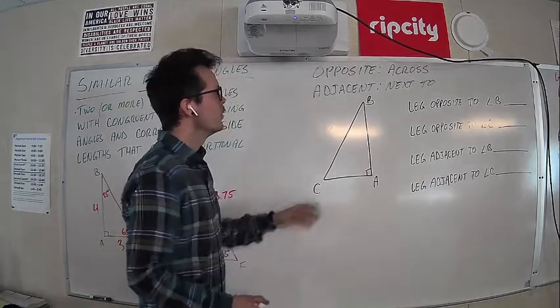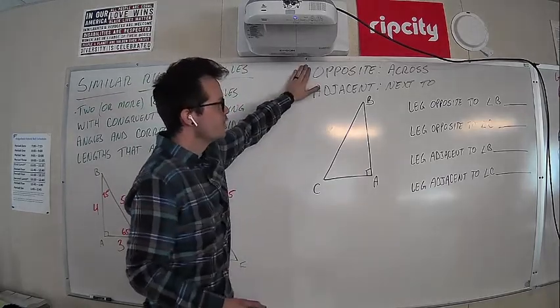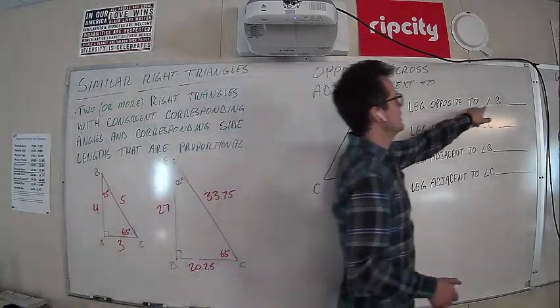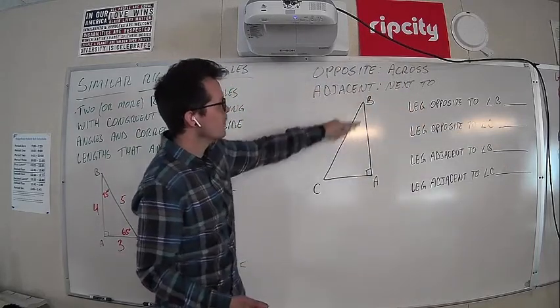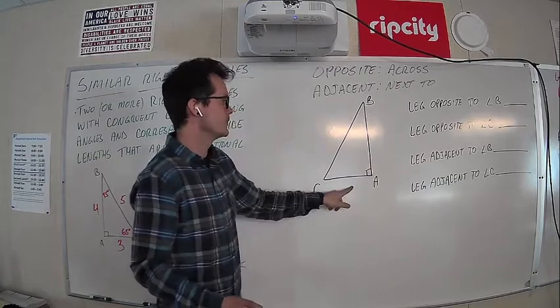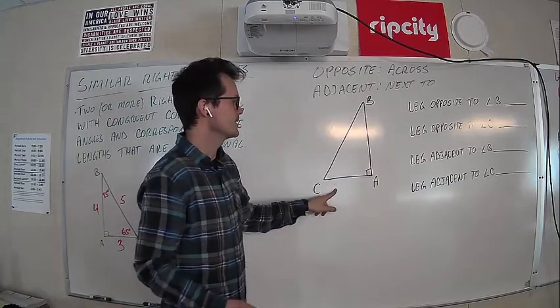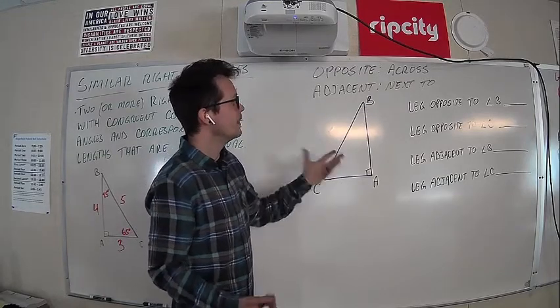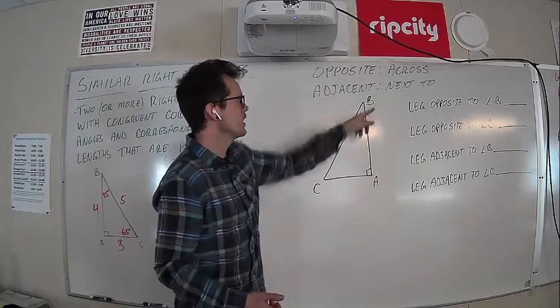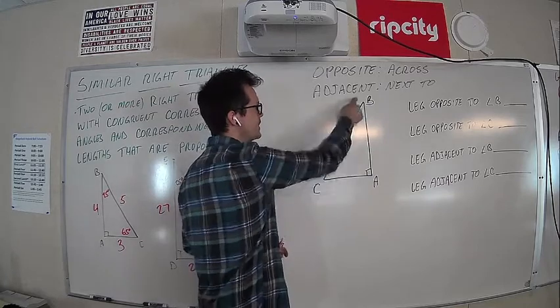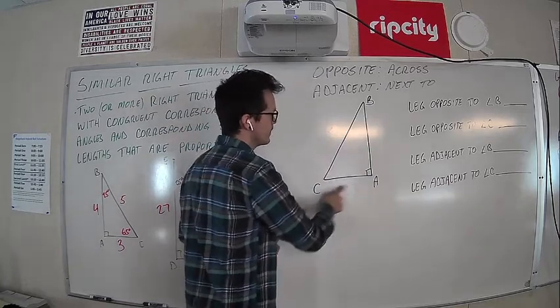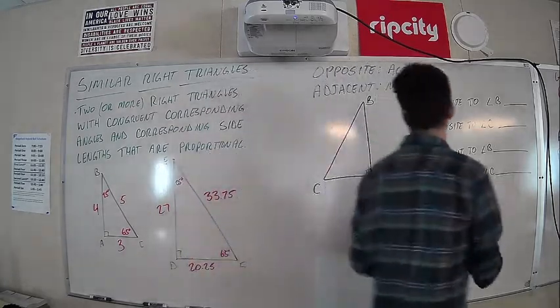So opposite is across from. If we're looking for the leg that's opposite to angle B, first we need to locate angle B, and we're just going to look directly across the triangle. So in this case, the leg that's opposite of B is leg AC. Another way to think of it is this is the leg that doesn't touch B. It never touches B. This leg does touch B. The hypotenuse touches B. This is the side, the leg that does not touch vertex B.